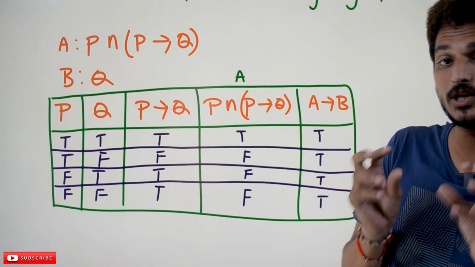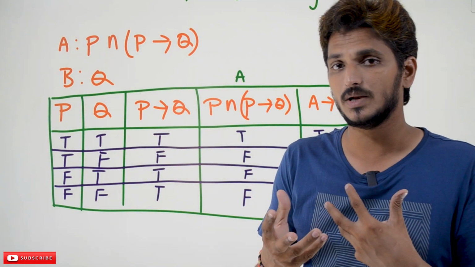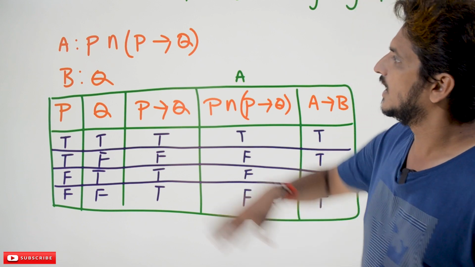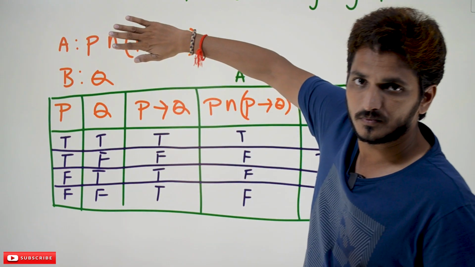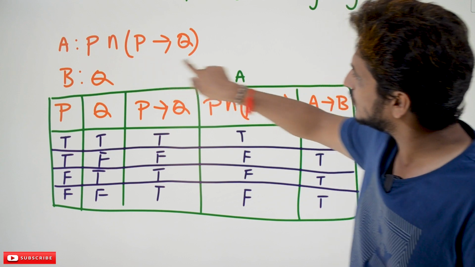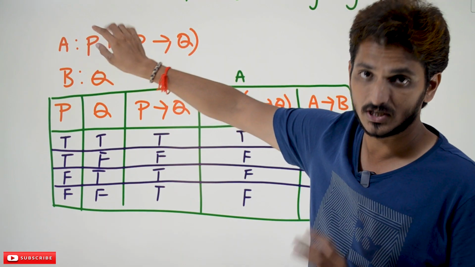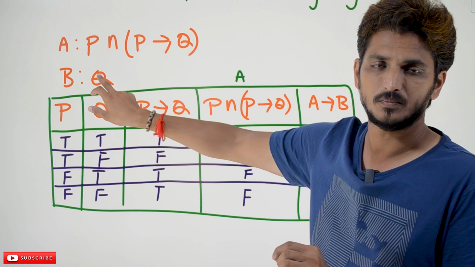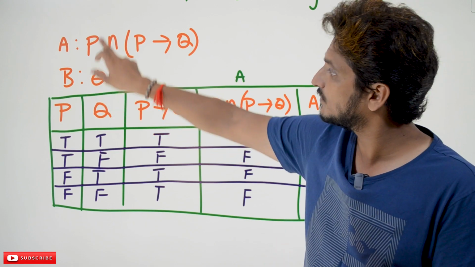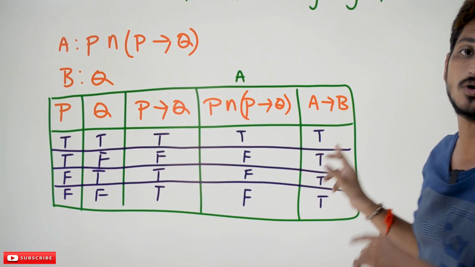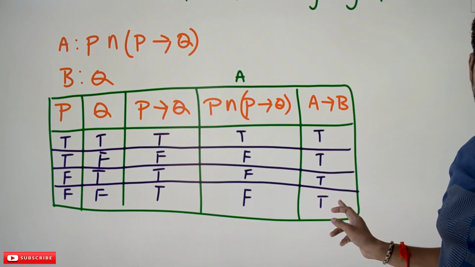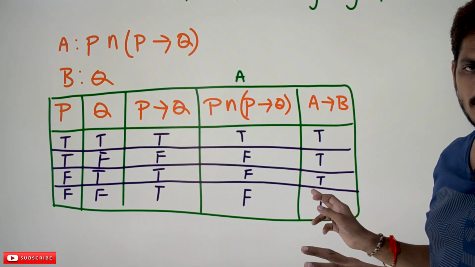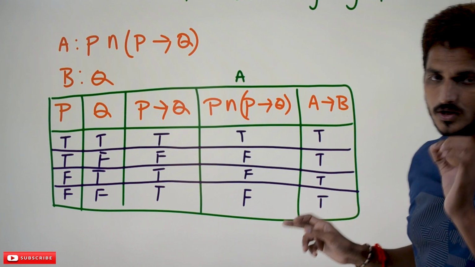But the meaning you need to understand from this tautological implication is this: if A is true, meaning this entire proposition is true, then B must be true. Then only A implies B is going to be a tautology. Otherwise, it will not happen. So, this is the point you need to understand.